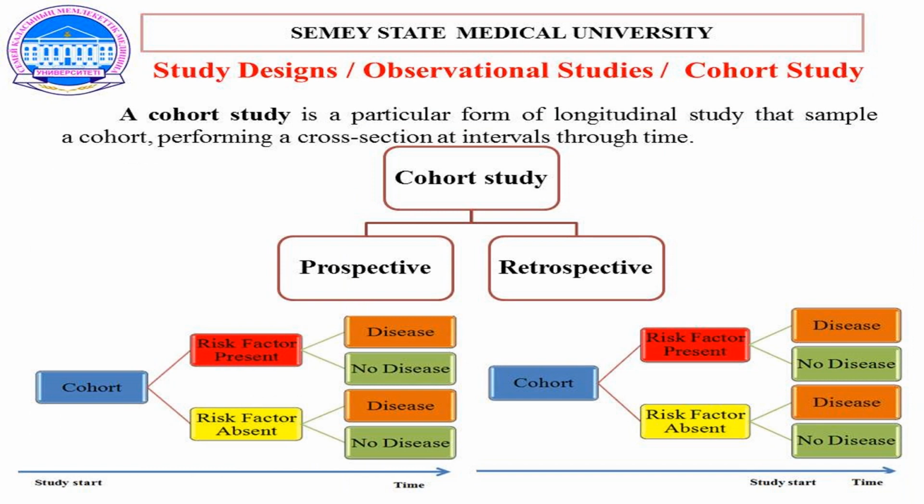The next design is the cohort study. A cohort study is a particular form of longitudinal study that samples a cohort, performing a cross-section at intervals through time. Some examples of cohorts may be people who have taken a certain medication or have a medical condition. Outside medicine, it may be a population or animals that have lived near a certain pollutant, or a sociological study of poverty. There are two main subtypes, the retrospective and prospective cohort study. The major difference is that the retrospective looks at phenomena that have already happened, while the prospective type starts from the present.